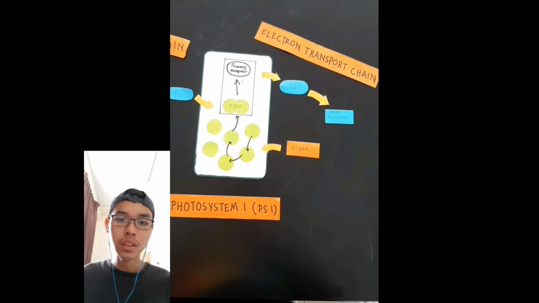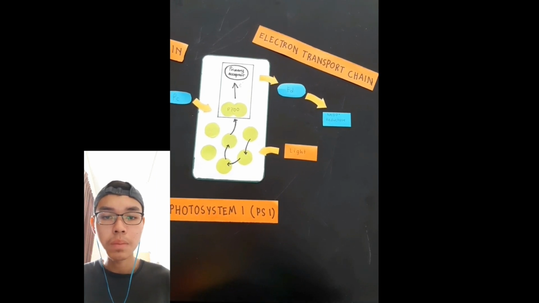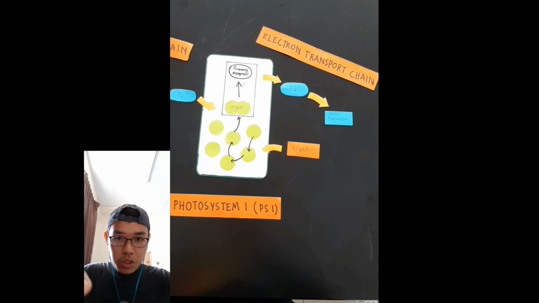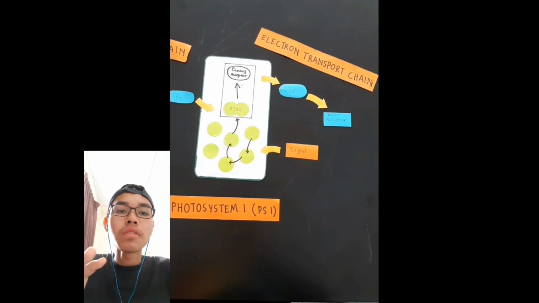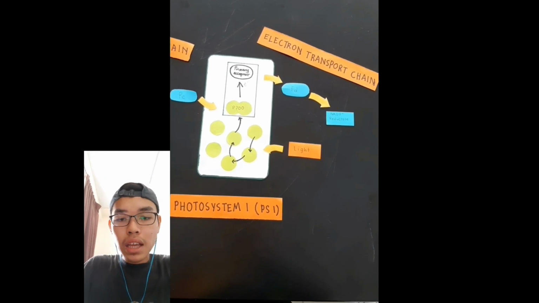ferredoxin. The electrons are transferred to NADP+ and reduce it to NADPH. This process removes H+ from the stroma. The electrons of NADPH are available for the next Calvin cycle.